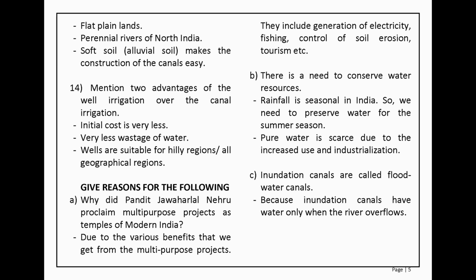There is a need to conserve water resources. Rainfall is seasonal in India. So, we need to preserve water for the summer season. Pure water is scarce due to the increased use and industrialization. Inundation canals are called floodwater canals. Because inundation canals have water only when the river overflows.